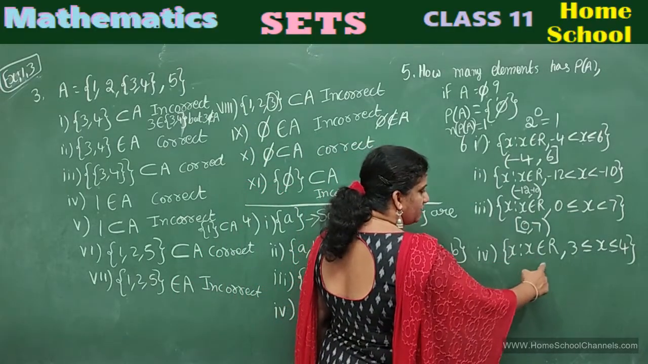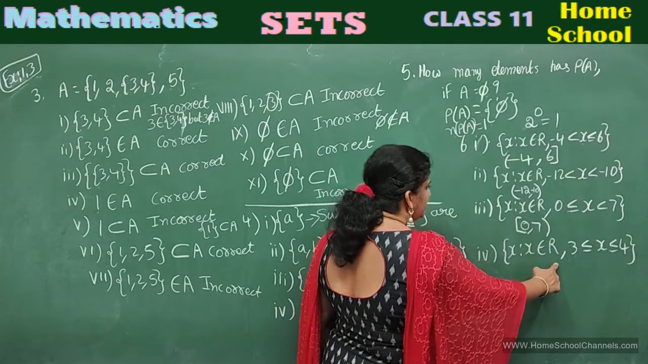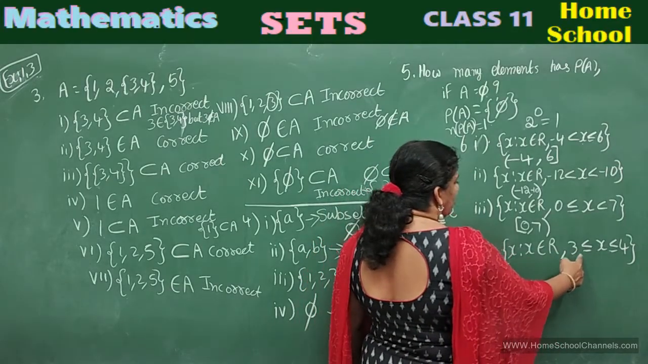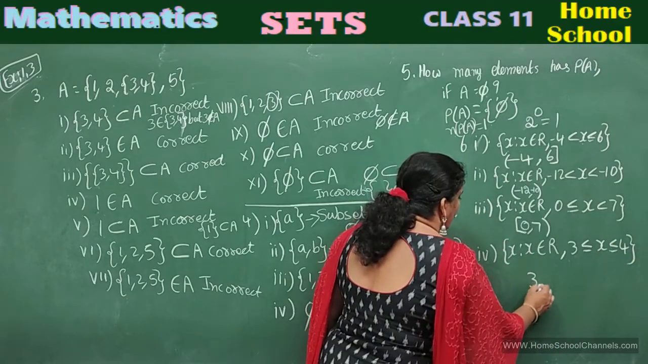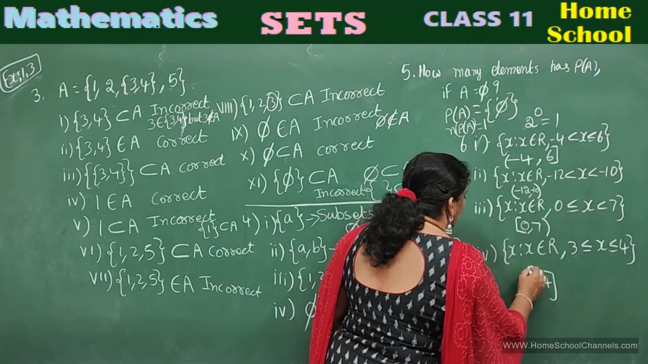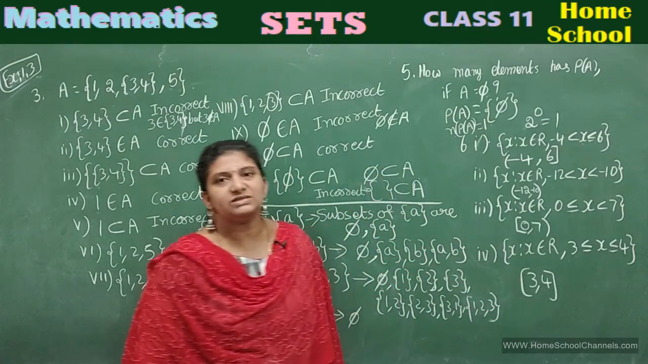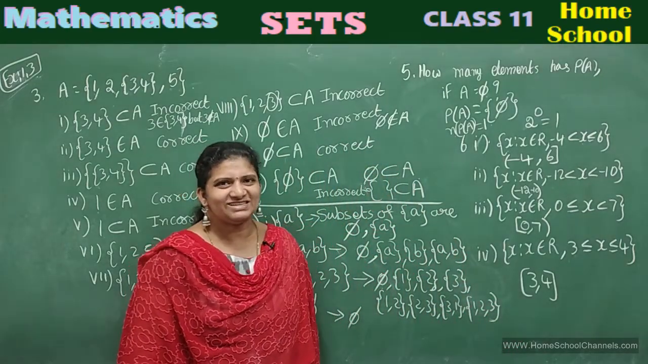And here, next one. x such that x belongs to real numbers. x is greater than or equal to 3, less than or equal to 4. That means both the numbers are included. Included means we take with square bracket. Is this clear?